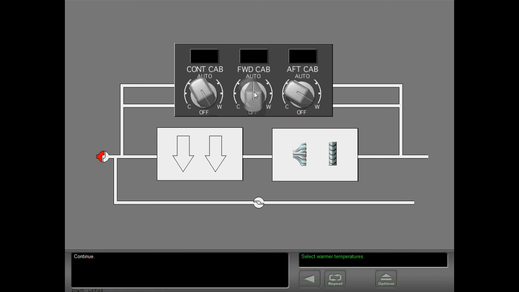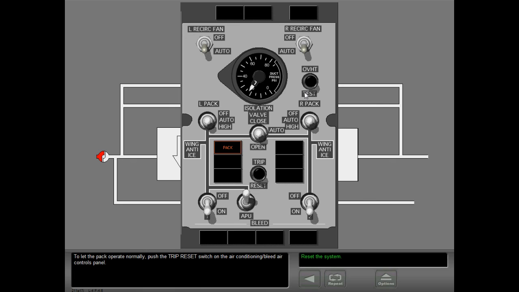Continue. To let the pack operate normally, push the trip reset switch on the air conditioning bleed air controls panel.